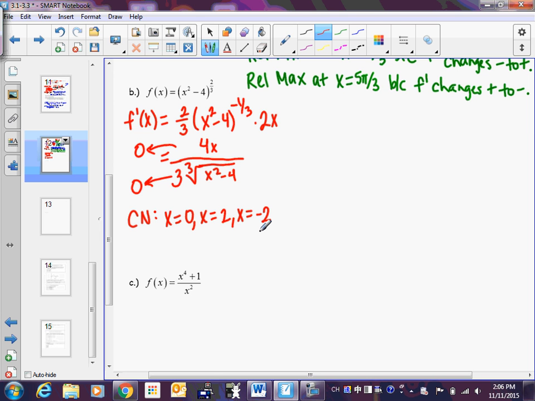So I have 3 critical numbers on this problem. So now we need to place them on a sign chart. Now I don't have an interval that they're telling me to stay within, so I go ahead and put -infinity to infinity. And when you write your critical numbers, please make sure you put them in the correct order.